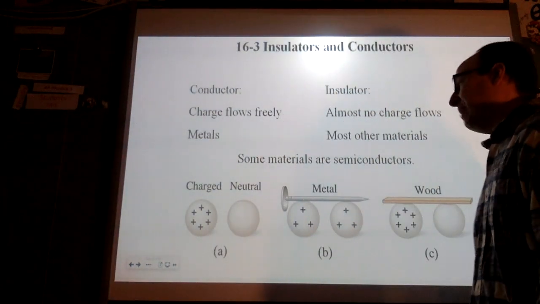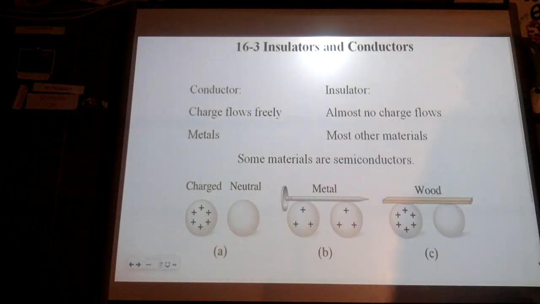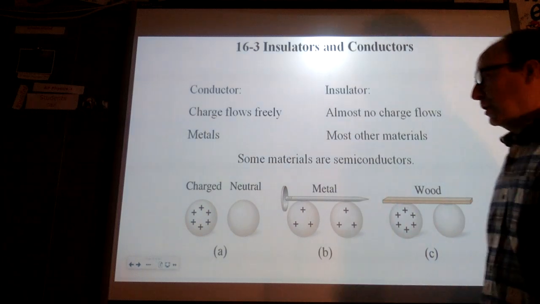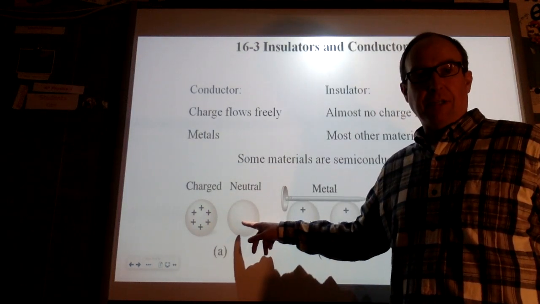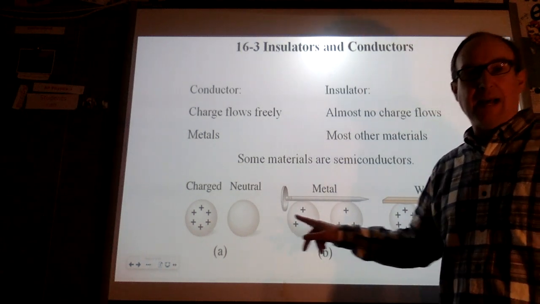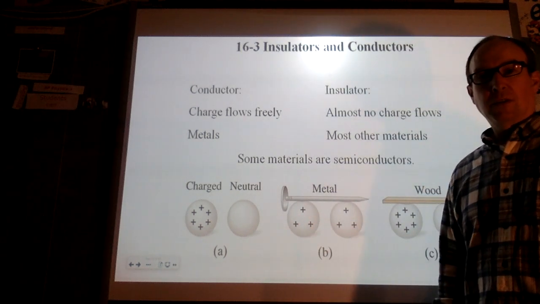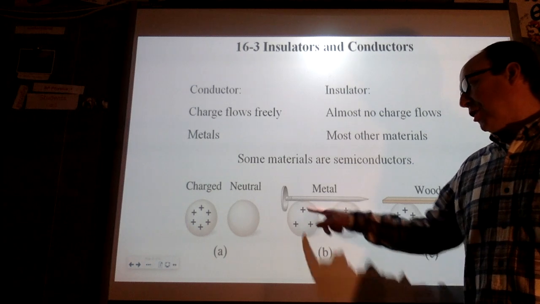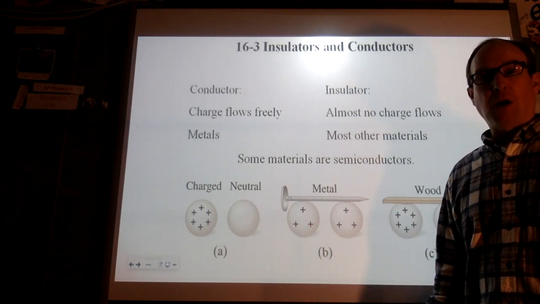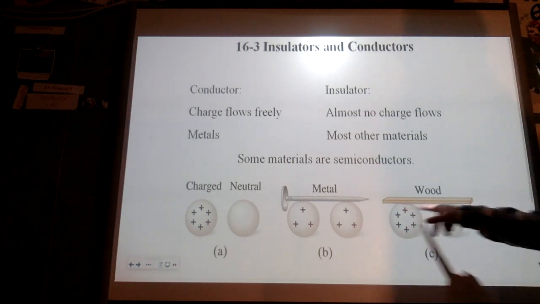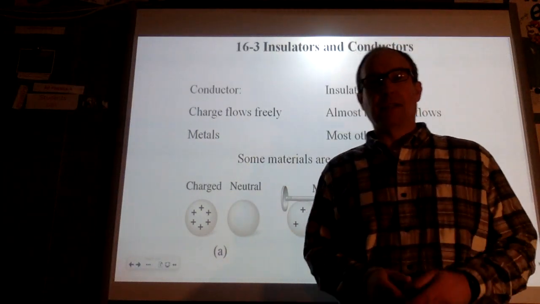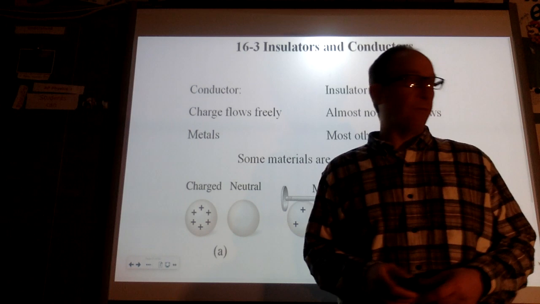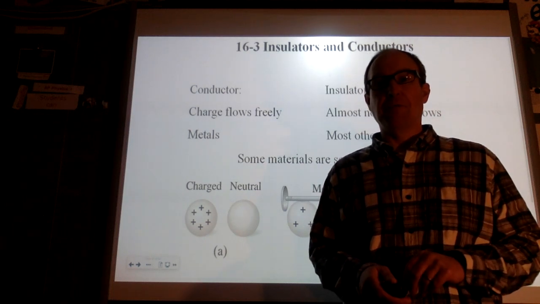Conductors are typically metals. Insulators are pretty much everything else. So if I have one object that has a net charge and one object that's neutral, if I touch them together with a conductor, the charge is going to spread out as far apart as it can. If I touch them together with an insulator, nothing's going to happen. So the insulator is not going to allow the charge to easily flow through it.